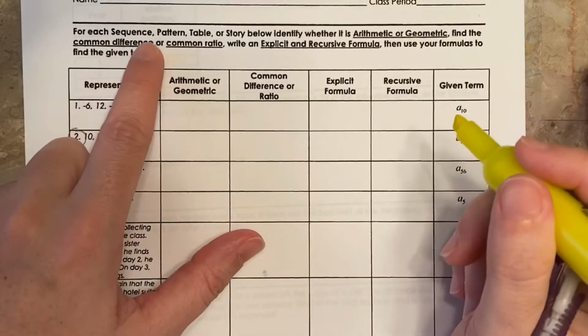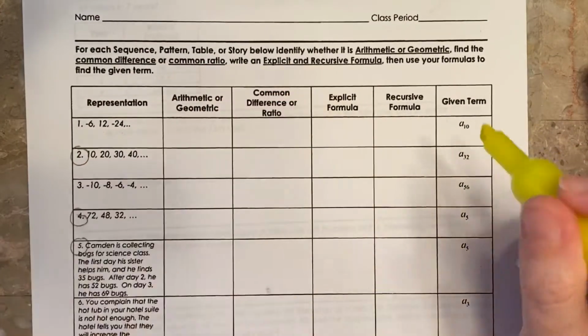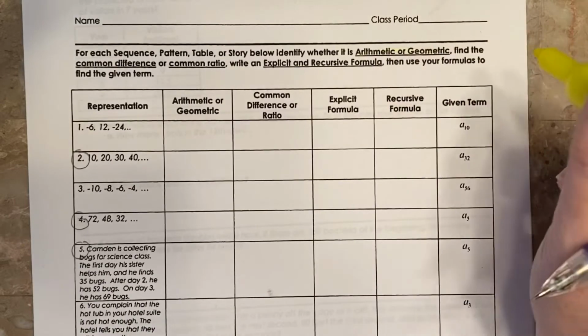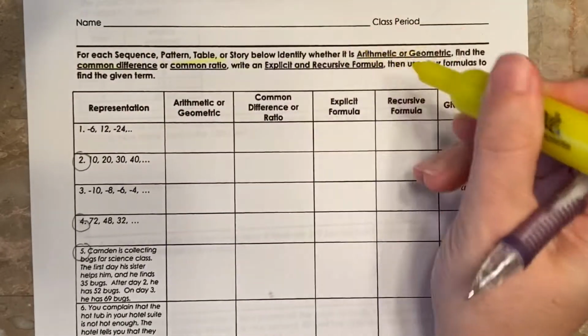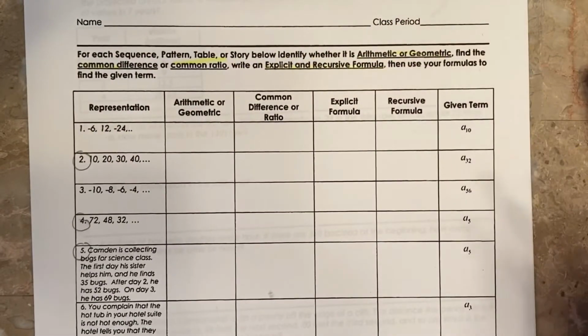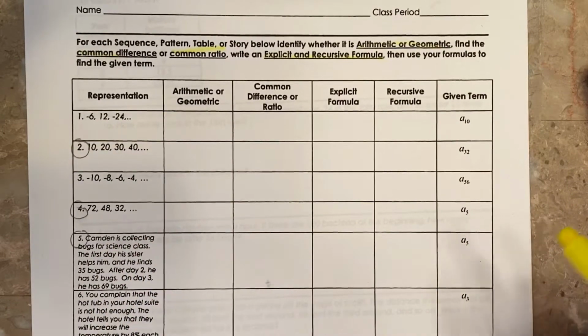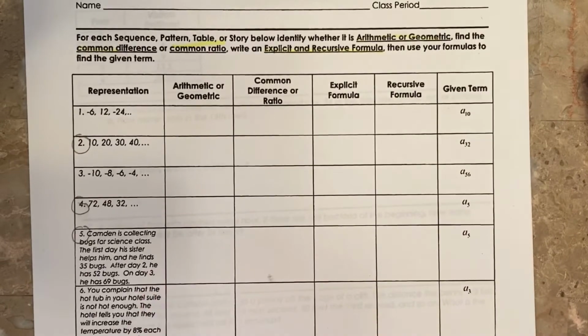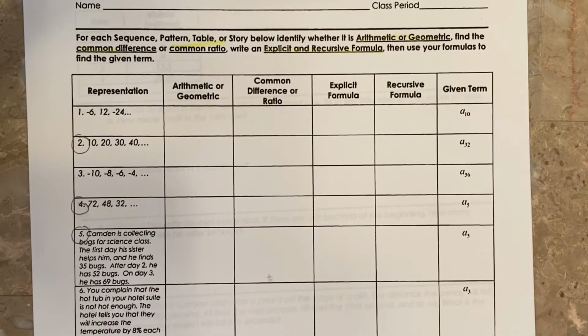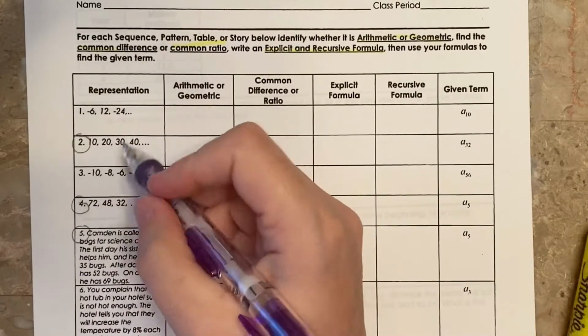It says for each sequence, pattern, table, or story below, identify whether it's arithmetic or geometric, find the common difference or common ratio, and the explicit and recursive formulas. So I've got a little bit of everything. I think this is a really good worksheet, even though there's not a lot of room to write, sorry, because it's really going to set us up and get us ready for tomorrow, which is the most important part. All right, so let's see, 10, 20, 30, 40.